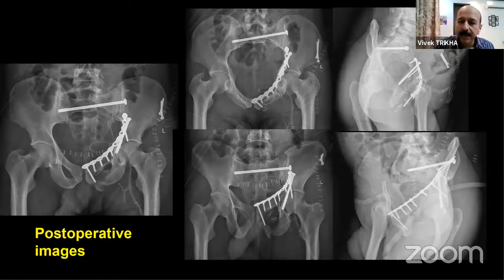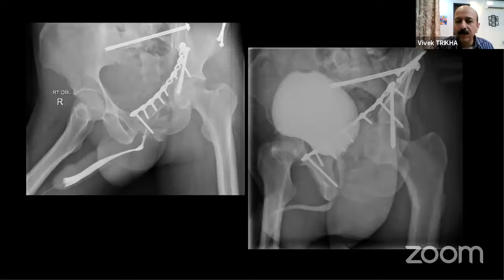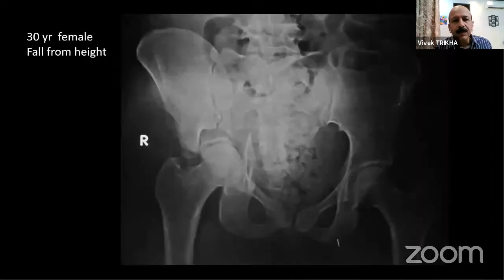Fix everything with the iliofemoral approach as well. And this is later on when he was having some urethral strictures and all. So when we got his 6 months follow-up, you can see it remains the same while he had RGUs and these things done for his urethral problems. Once you have done that, now you start stretching your limits.